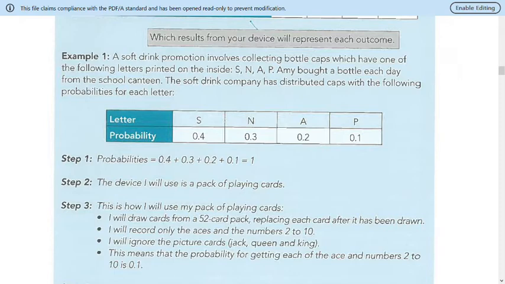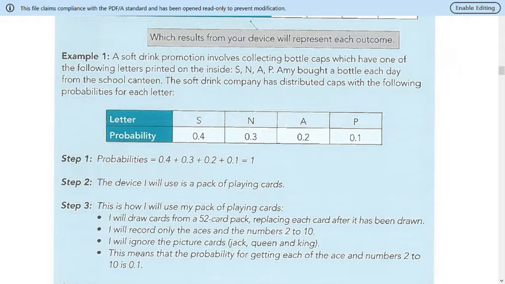been drawn. If you use a device like cards or something where you're pulling something out, you have to make sure that you say that you're putting it back in. Otherwise, you change the probabilities. Because if you don't put it back in, you can't draw that same card again. Now, we're going to use random number generators so the numbers won't be eliminated. But if you do something like this, I'll record only the aces and the numbers 2 through 10.